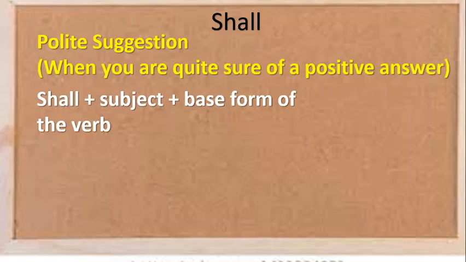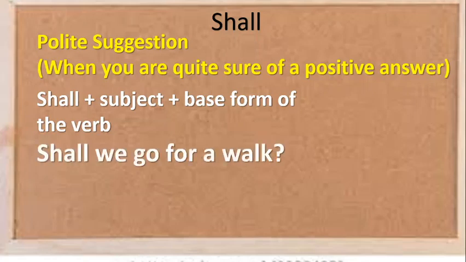How do we employ them? We say shall plus subject plus base form of the verb. This time around, we are saying shall comes first, then the base form of the verb in the sentence. Which means, is it going to be a statement or a question? Beautiful, it is a question suggestion. Look at the sentence example. Shall we go for a walk?